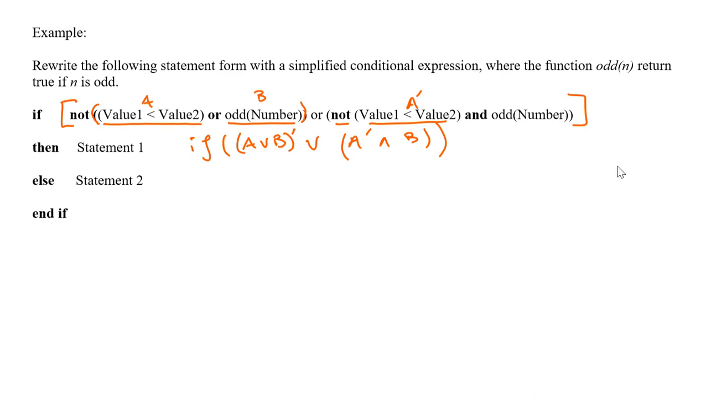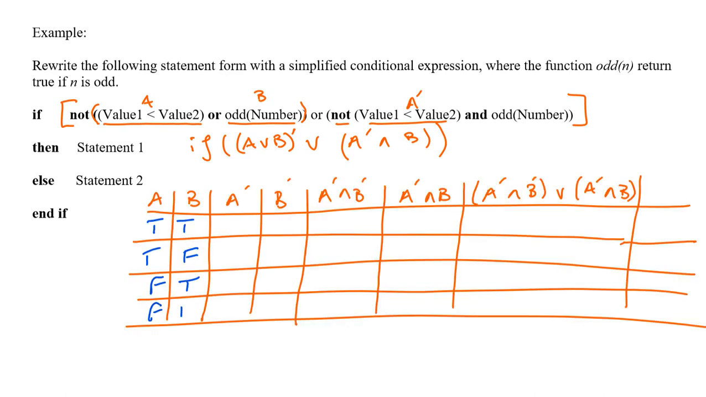So what I'm going to do is the truth table for this condition in here. So first we negate A, and then we negate B. Do the AND connective between not A and not B, not A and B, and then the last two columns, AND between them.